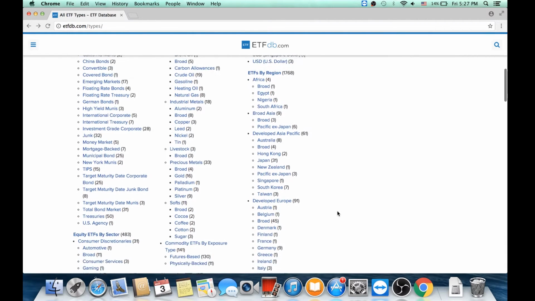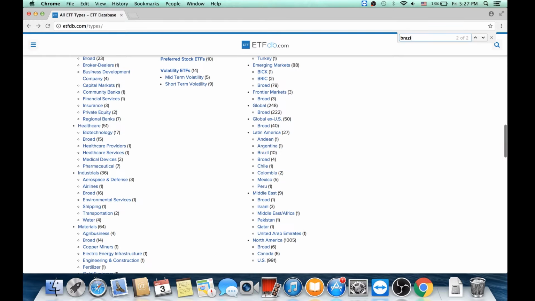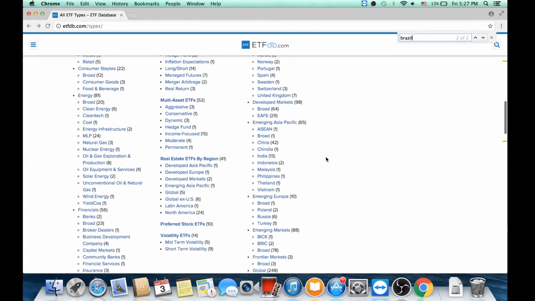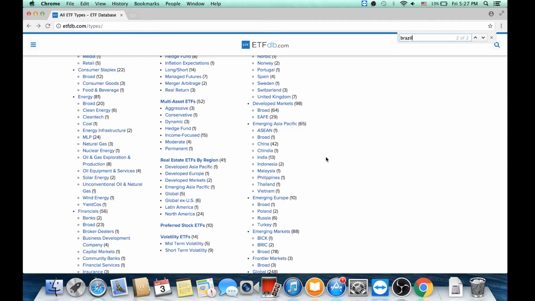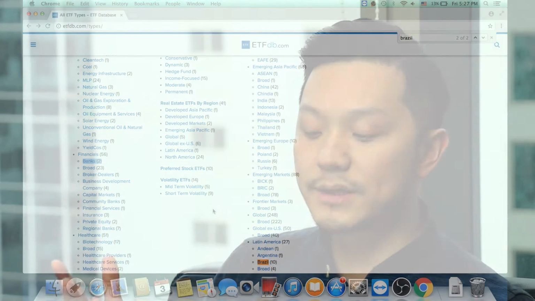So let's say I want to invest in Brazil because the year after the Olympics, it should be doing good, right? So you search Brazil, there are 10 ETFs about Brazil. Now let's say I want to invest in a sector like banks. You see, there are 2 ETFs that you can invest in for banks. About natural gas, you can invest in all kinds of stuff. So these are the assets that you can be exposed to in the whole wide world using one same account.